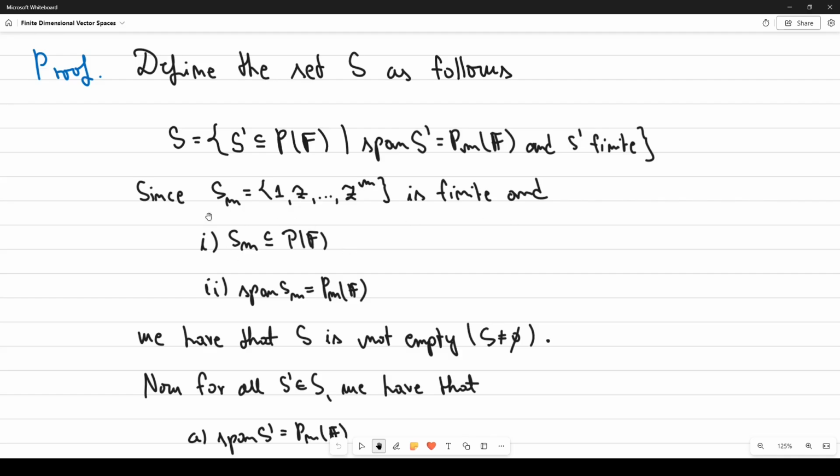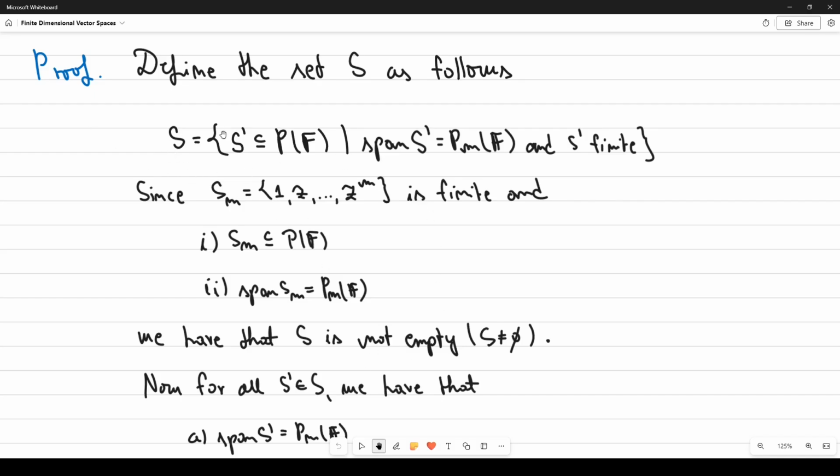All of these are polynomials. So this is a subset of the vector space of all polynomials. And you can verify yourself that the span of this set, if you were to make linear combinations using these elements, these vectors, you would get the set of all polynomials of degree m. So this set S is definitely not empty, since I've just presented an element that belongs to it. So it makes sense to define this set S, for we have just provided an example of an element that belongs to S.